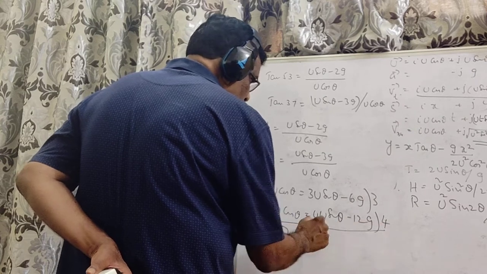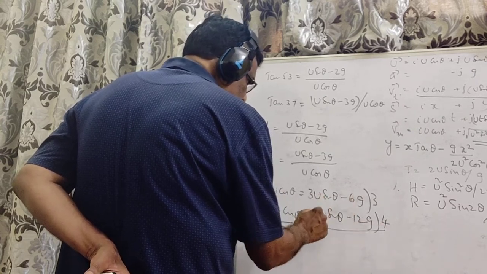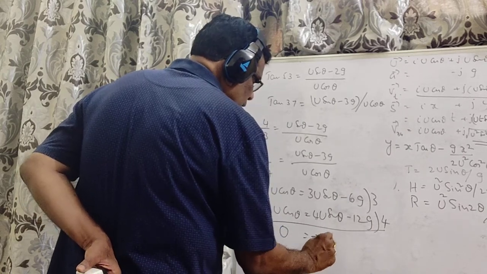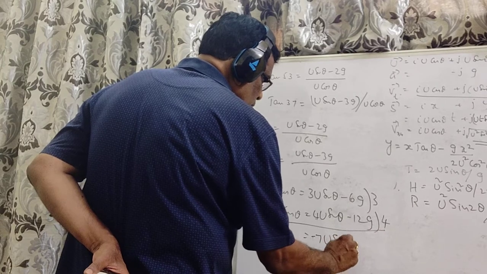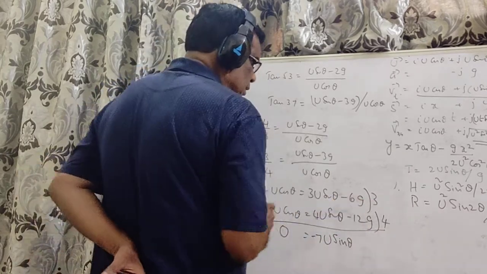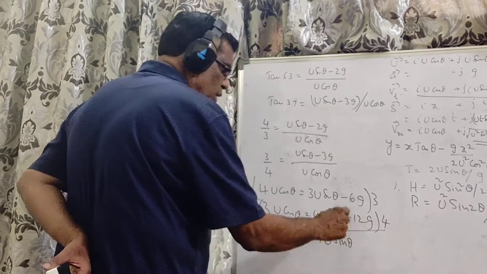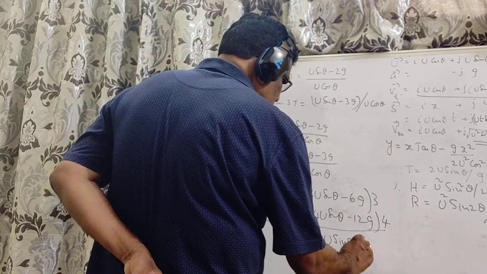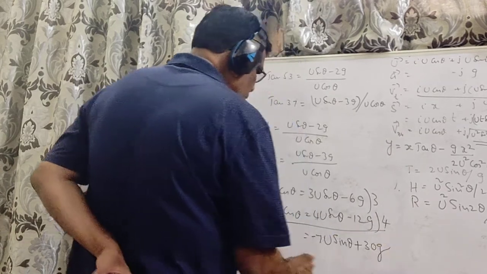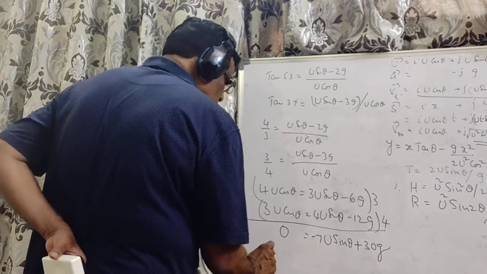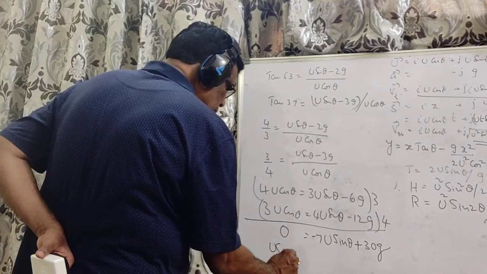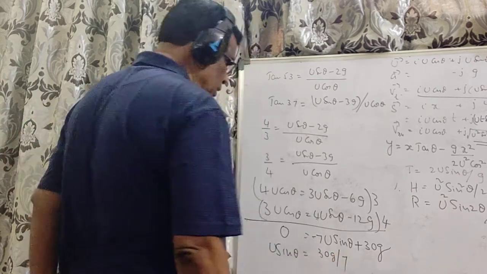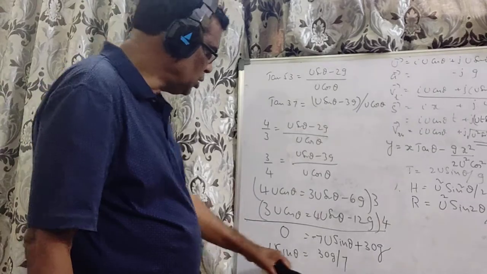Alright? No, sorry. For 16. 9u sin theta minus 16. So you get minus 7u sin theta, and this is minus 18, and this is minus 48 means plus 48. So 48g minus 18. So that will give you u sin theta is equal to 30g by 7. You see, you got u sin theta.